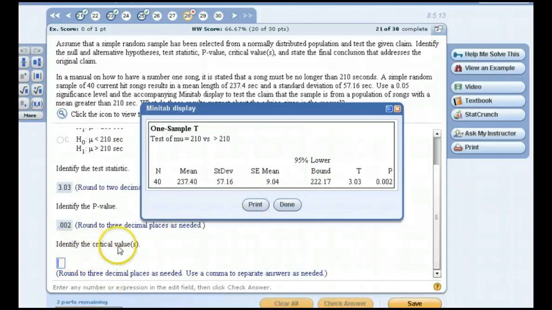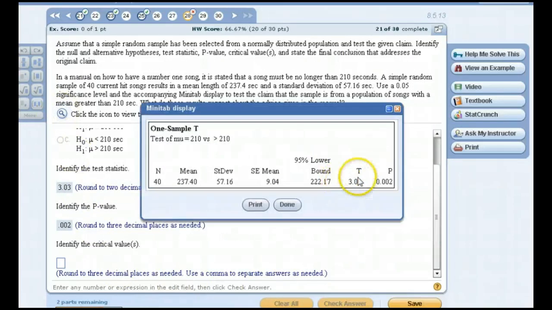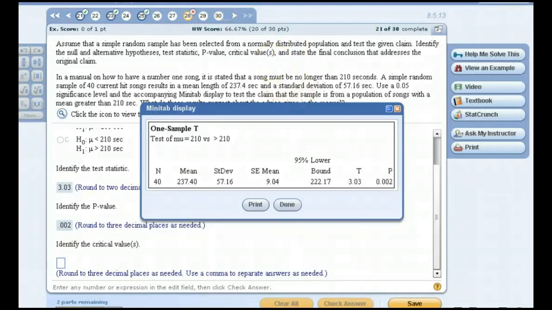Alright, identify the critical value. Now remember, critical value in a t-distribution is different from the critical value in a z-distribution. To get a critical value in a z-distribution, we put that 0.05 in the right tail and use inverse norm on our calculator to get us there. Okay, we're trying to determine whether that 3.03 is far enough away. Now, inverse norm works for z. Inverse norm does not work for t.